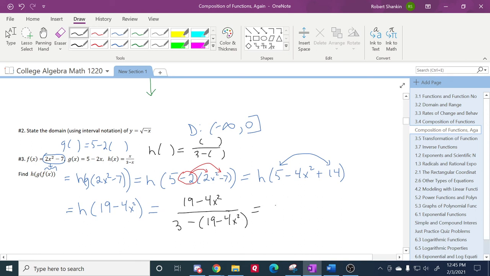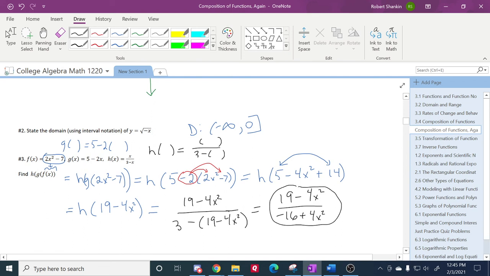which is going to equal, the top stays the same, the bottom I distribute that minus sign. 3 minus 19 is negative 16. Double negative on the 4x squared, and I get this. And that is where I stop.